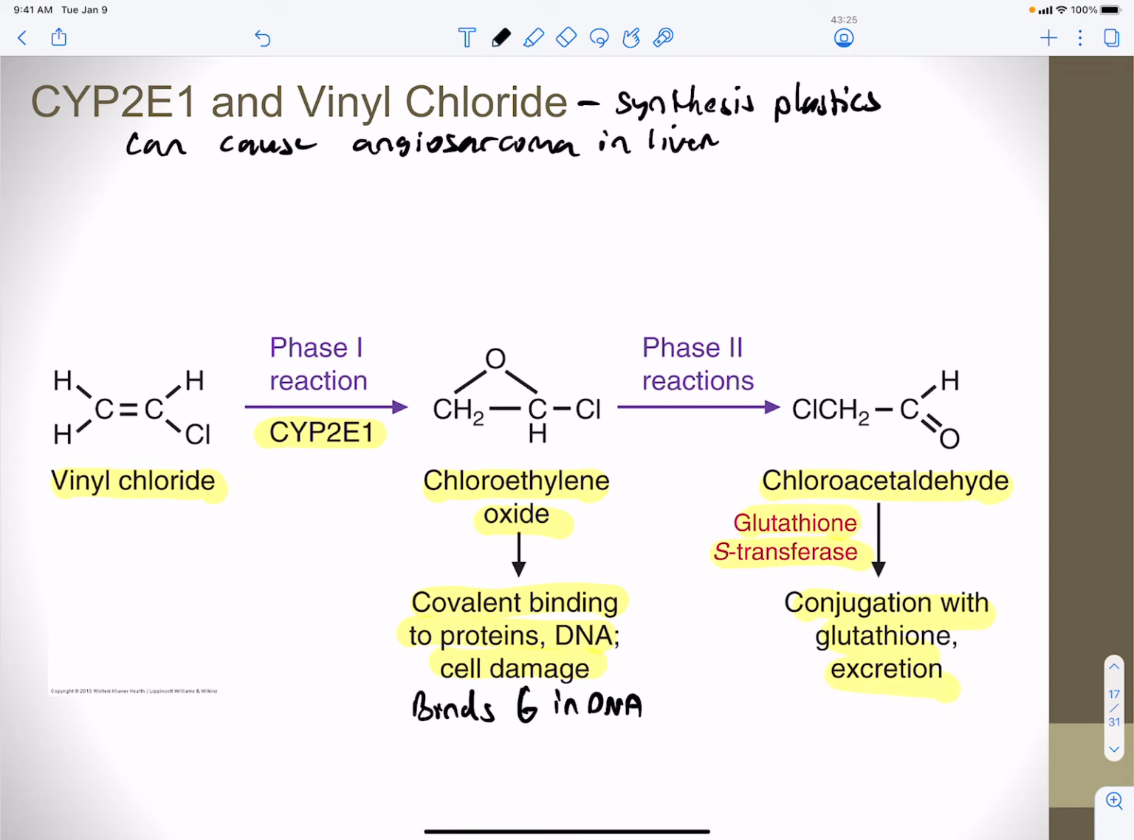So you basically want it to go in the direction of your glutathione, of course, to make it more soluble. But in the presence of excess, you're going to push it more towards the chloroethylene oxide and not be able to push it through the phase 2 reactions fast enough, and it's going to cause damage to your hepatocytes.